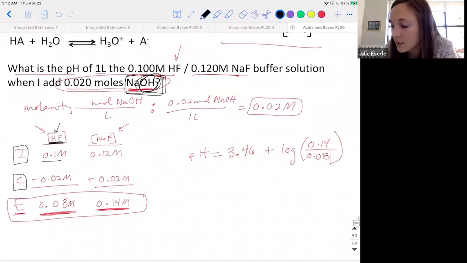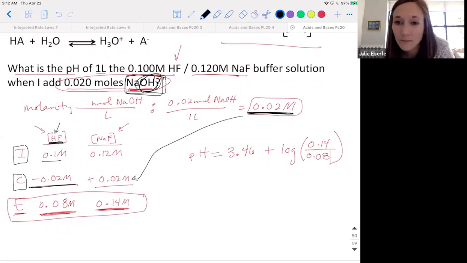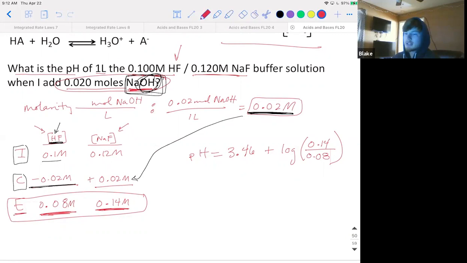Okay, so if it's going to be used up, it's going to go down. The concentration will decrease by the amount of base that we're adding. So when we calculated the molarity, that's what we are plugging in right here on our change column. Does that make sense, Blake? So then we would do 0.1, the initial concentration, minus the change, we get the new equilibrium concentration. Okay, yeah, that makes sense. Thank you.